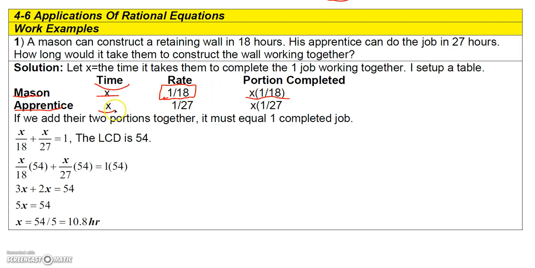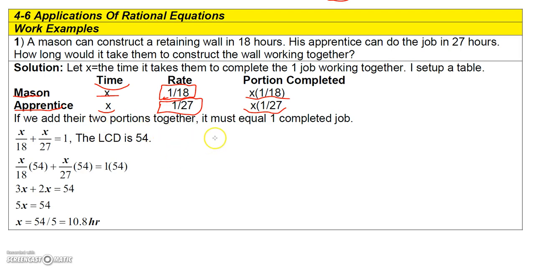Now we know the apprentice can do the job alone in 27 hours. So that means he works at a rate of 1/27th of the job per hour. So if we want the portion completed by the apprentice, we take the number of hours the apprentice will work, which is X, multiply it by his rate, which is 1/27th, and we get X times 1/27th, or X over 27.